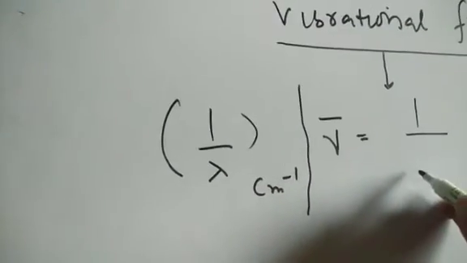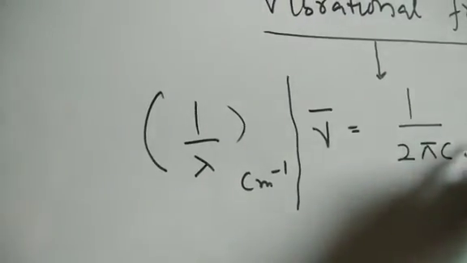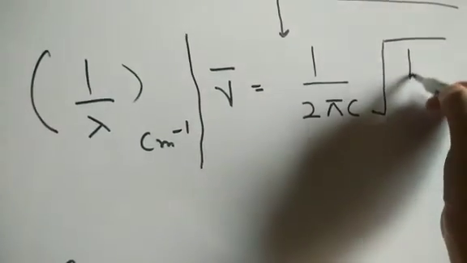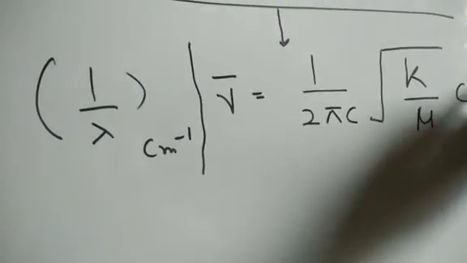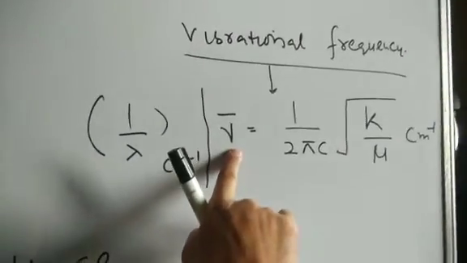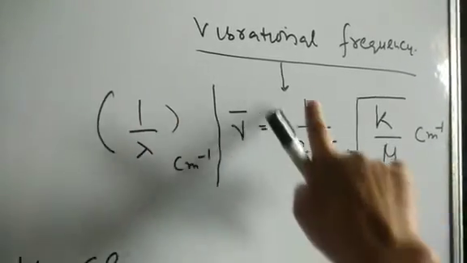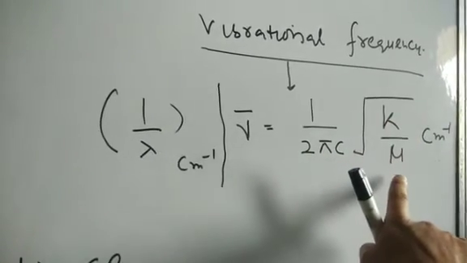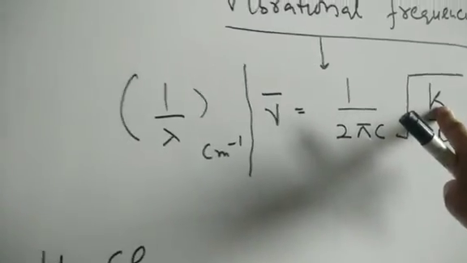1 by 2 pi c under root of K by mu, unit is centimeter inverse. This is your vibration frequency. Your vibration frequency, which is inverse of wavelength, and unit is centimeter inverse. 1 by 2 pi, c is the velocity of light. K is the force constant, and mu is the reduced mass. So K is the force constant. जो हमने यहाँ देखा force constant, that's K.